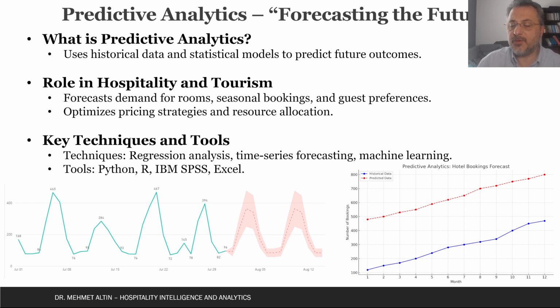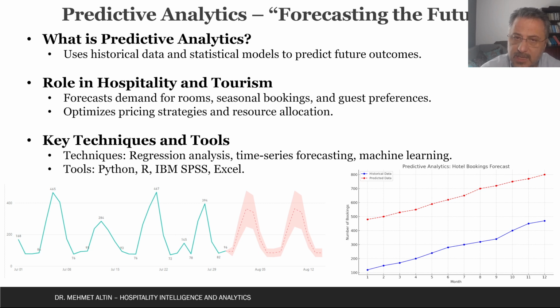Predicting guest preferences for personalized services. You have some ideas on what kind of things they might prefer. Optimizing pricing strategies through dynamic pricing models. For example, a hotel can use predictive analytics to anticipate a surge in demand during certain holidays or major events. This enables them to adjust pricing, staffing, and promotions ahead of time, and in the end, of course, maximize revenue and improve guest experience.